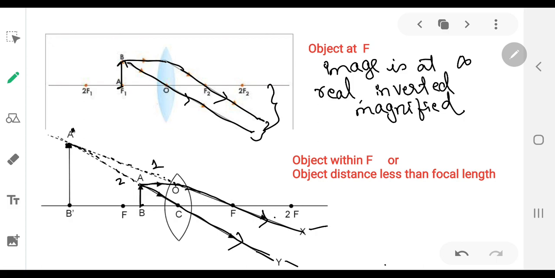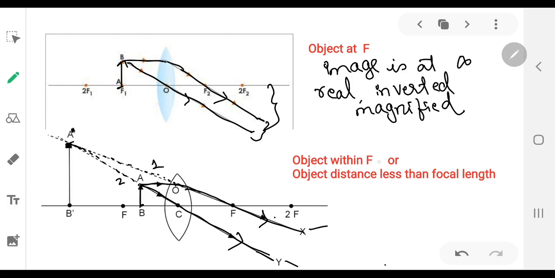Now you have to tell me whether this A dash is real or virtual. It is virtual because it is not formed due to the actual meeting of the refracted rays. Here the rays have not actually met. Their direction of extrapolation is meeting. So this is called the virtual image of AB.